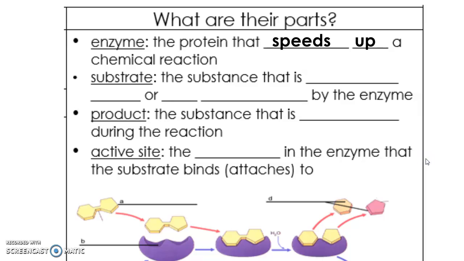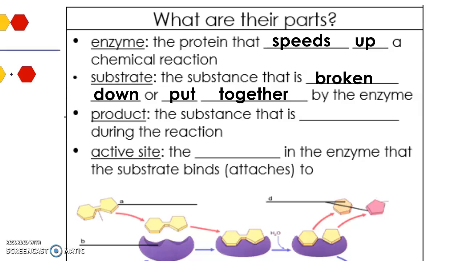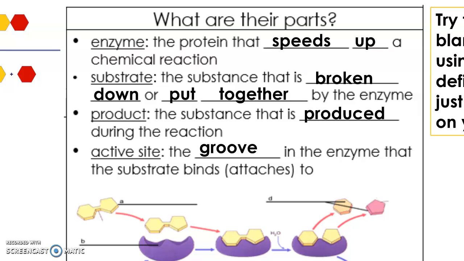So what are their parts? The enzyme, the protein that speeds up a chemical reaction. The substrate is the substance that is broken down or put together by the enzyme. So the product is going to be the substance that's produced during the reaction, and the active site is the groove in the enzyme that the substrate binds to.